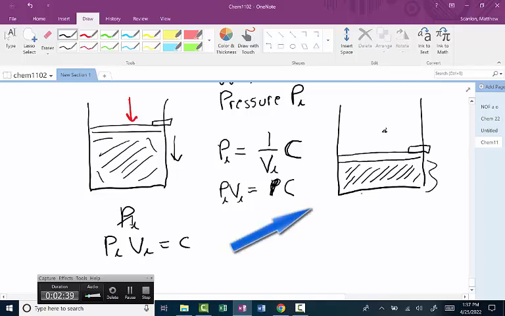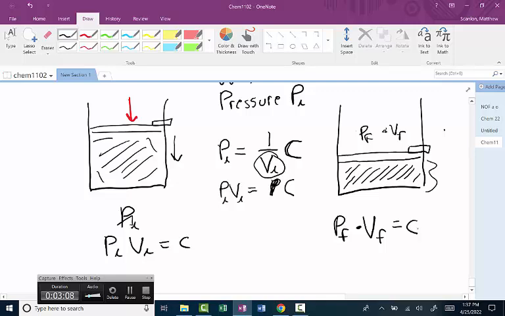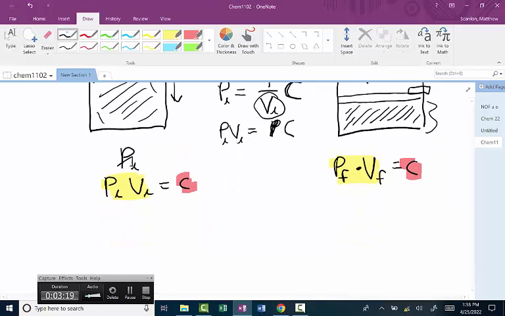Then over here, my pressure increased and the volume decreased. If pressure goes up, volume goes down, which makes this side bigger when the volume goes down. I have it all equal to the same constant. So P final times V final is equal to a constant. It's the same constant, and thus we come up with Boyle's law from these two being equal to the same constant.